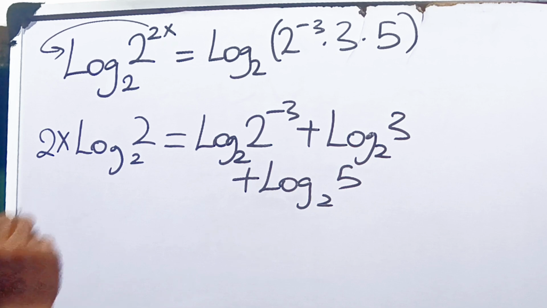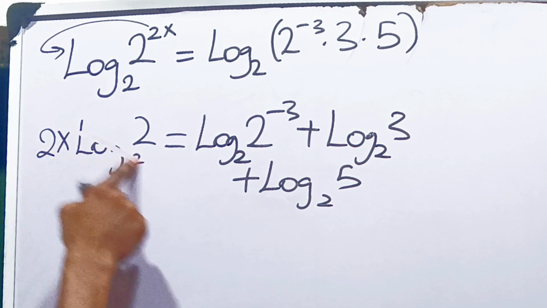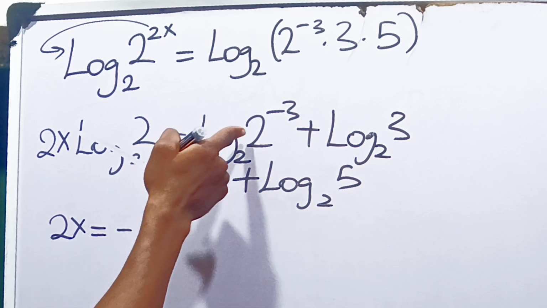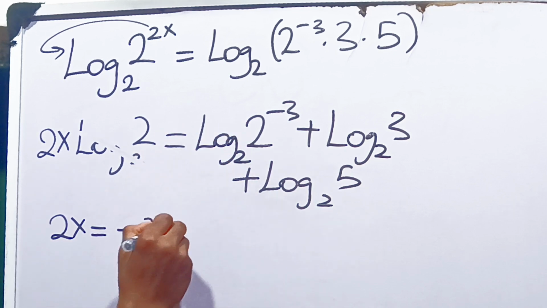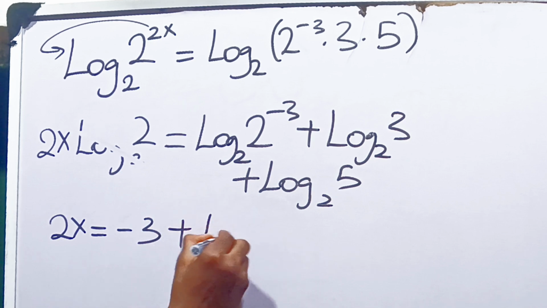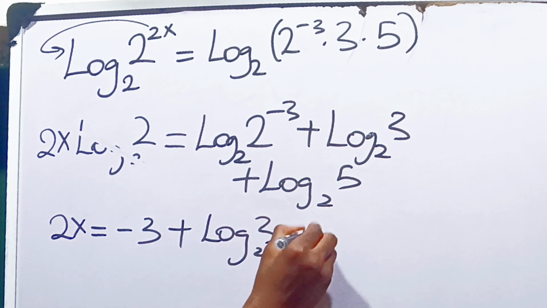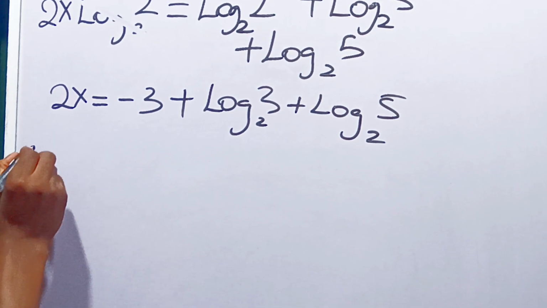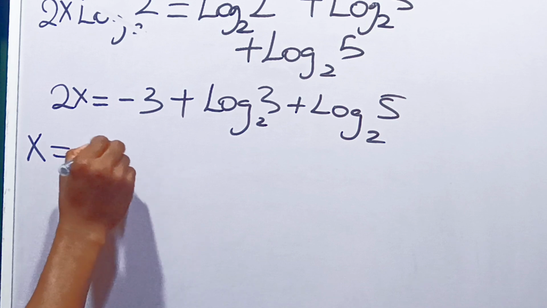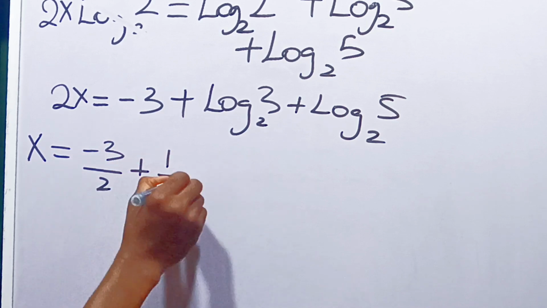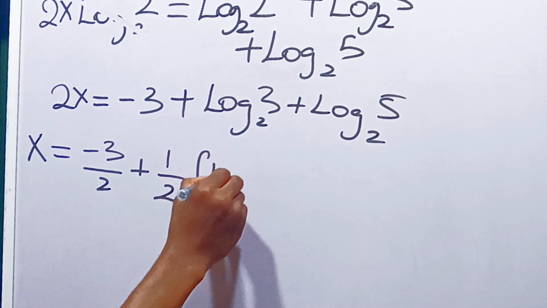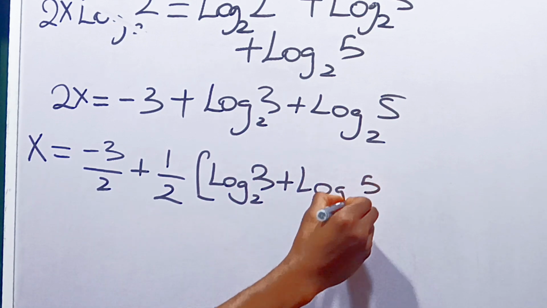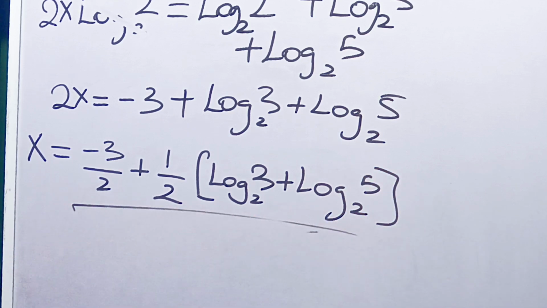Okay, so we have logarithm of a number to its own base is 1. So this will give us 1. 1 times 2x is 2x. So we are equal to negative 3 multiplied by 1 (again, this is the logarithm of a number to its own base), plus, on the other side, logarithm of 3 to base 2 plus logarithm of 5 to base 2. Okay, now we divide both sides by 2. We have x equal to negative 3 over 2 plus half multiplied by logarithm of 3 to base 2 plus logarithm of 5 to base 2. Okay, so this becomes the final answer to this question.